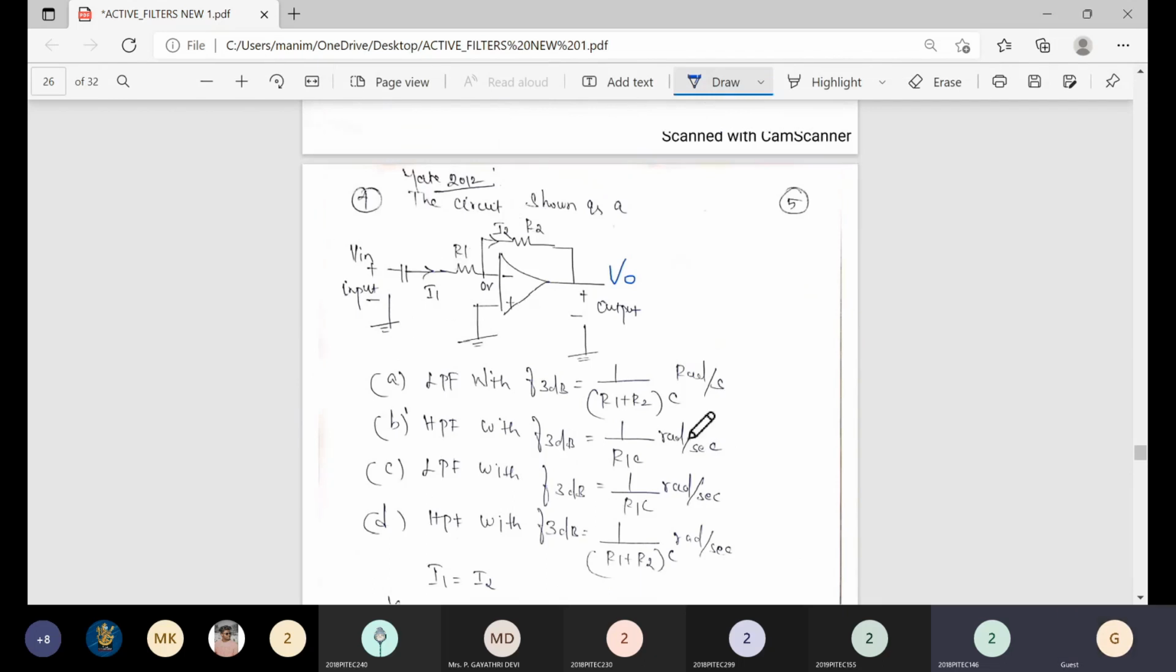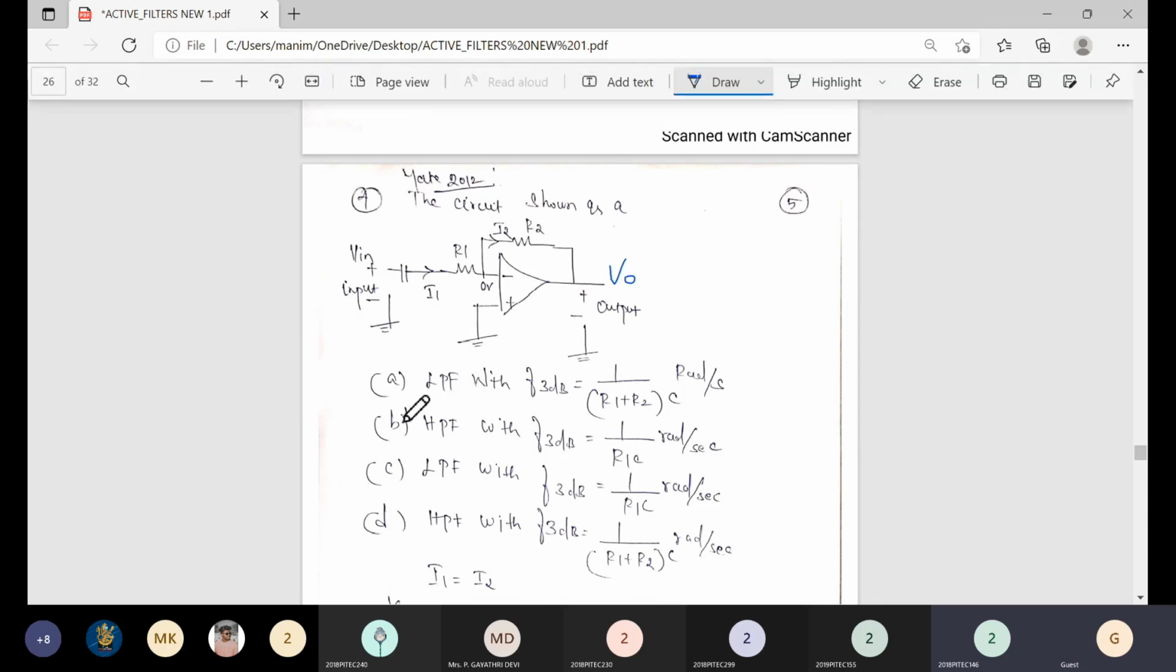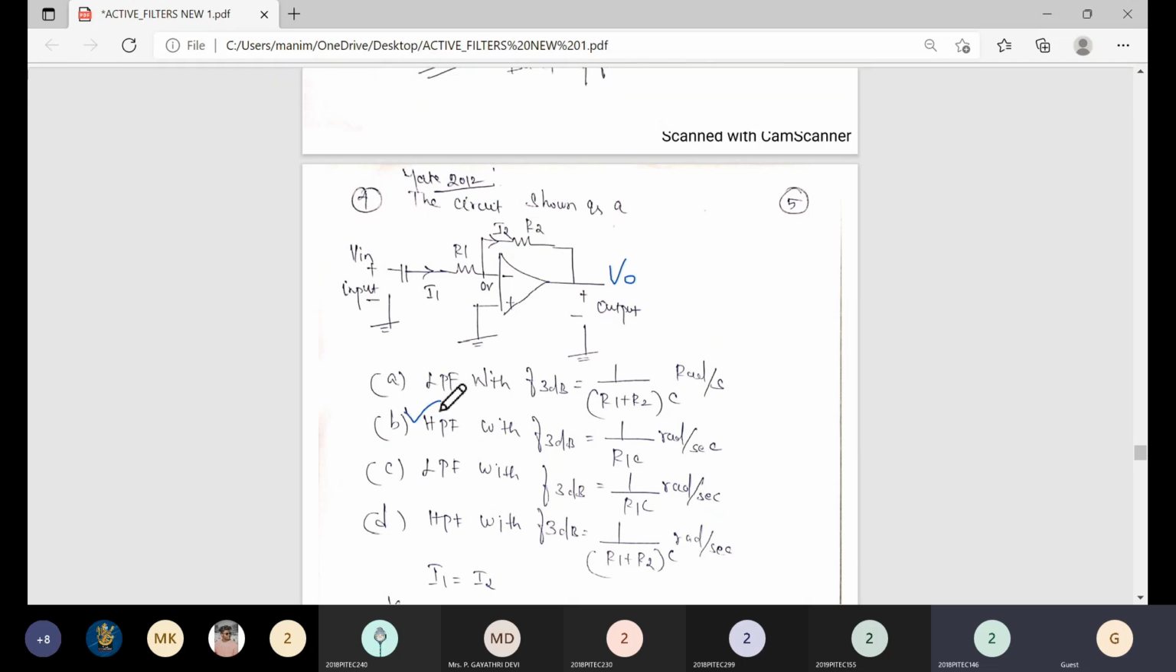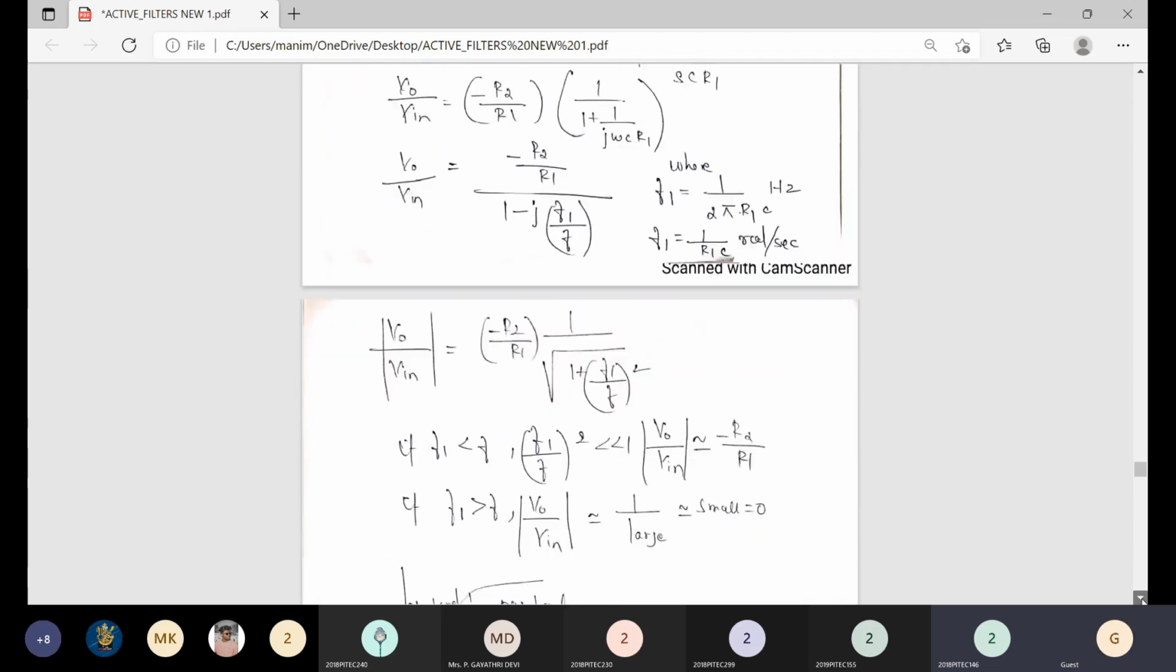Then what is the cutoff frequency? It is 1 by R1C, right? In this way we find which filter the circuit is and also the cutoff frequency. So the second option is the correct option. It is a high pass filter with the 3 dB cutoff frequency 1 by R1C. Okay, is it clear?